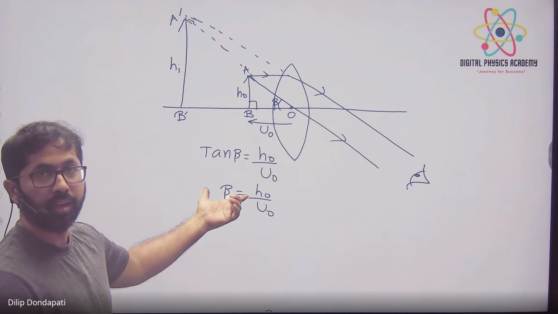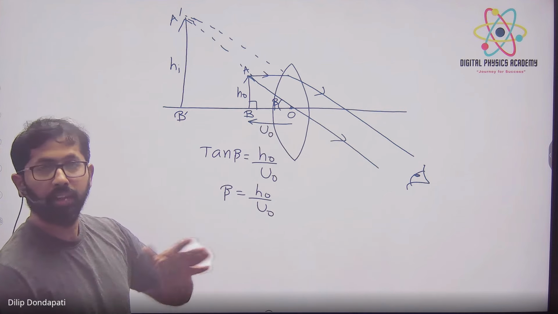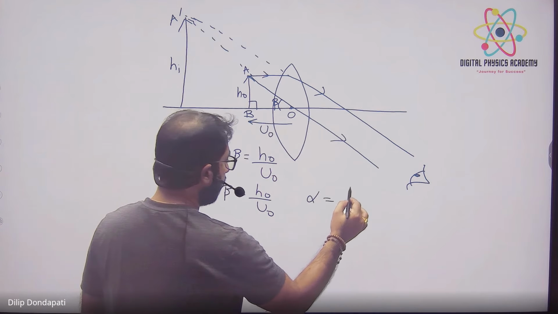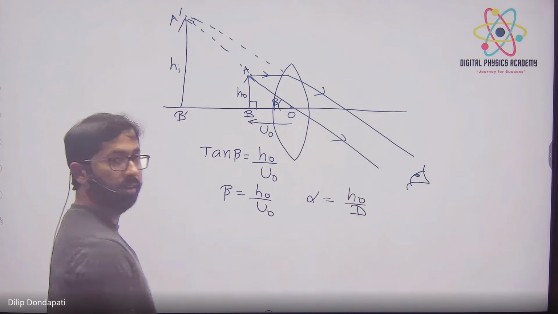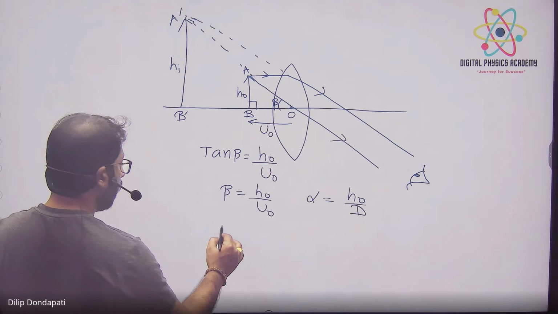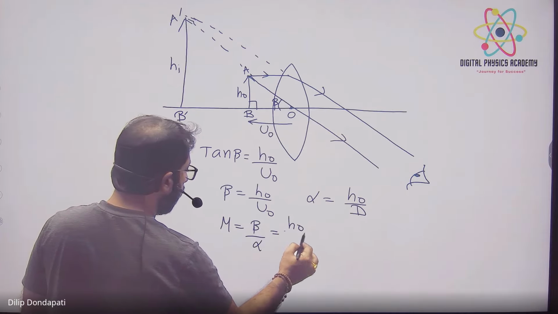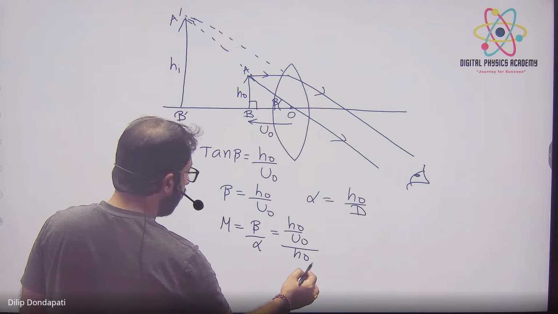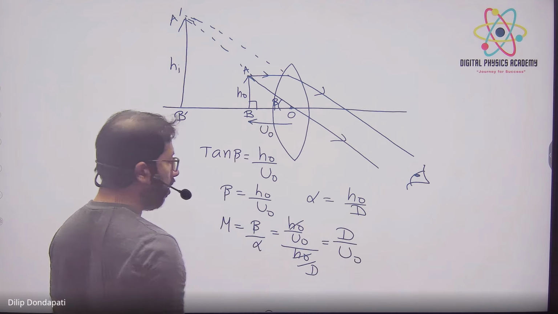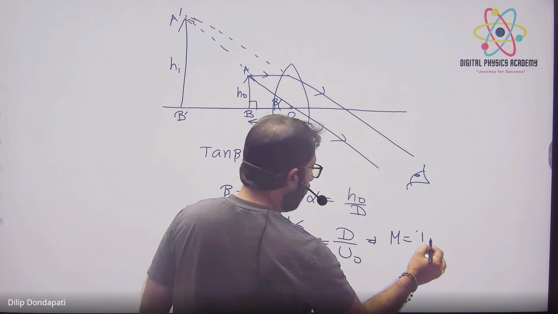This one आ गया beta. Magnification. Alpha मालूम है, alpha क्या है? Visual angle subtended by the object kept at capital D with naked eye वाला, no lens वाला. That one you know already. That is, tan alpha is how much you got? HO by D, right? Now magnification formula लगाओ, beta by alpha. Magnification is beta by alpha, which is HO by UO by HO by D. HO cancel, D by UO. Okay, this is a general formula of magnification in simple microscope. M is equal to D by UO.